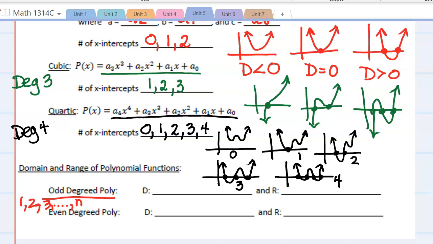If we look at the quadratic and the quartic functions, both are even-degreed polynomials, and they can never touch or cross the x-axis, and at most they can have the degreed number of x-intercepts. So we can conclude that even polynomials can have 0, 1, 2, 3, and so on, all the way up to n number of x-intercepts.